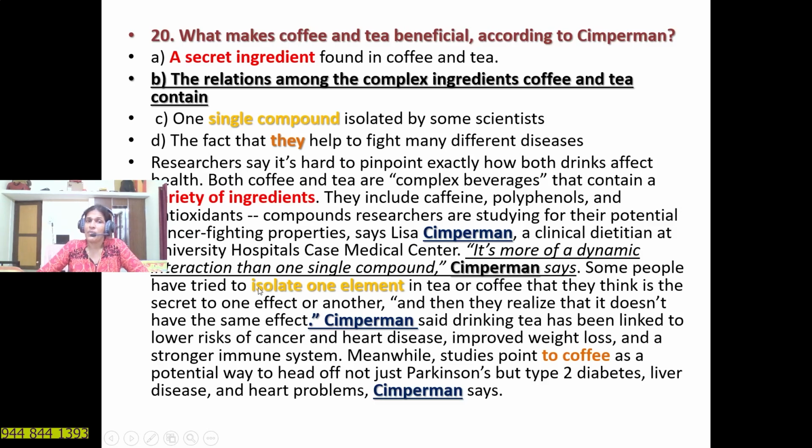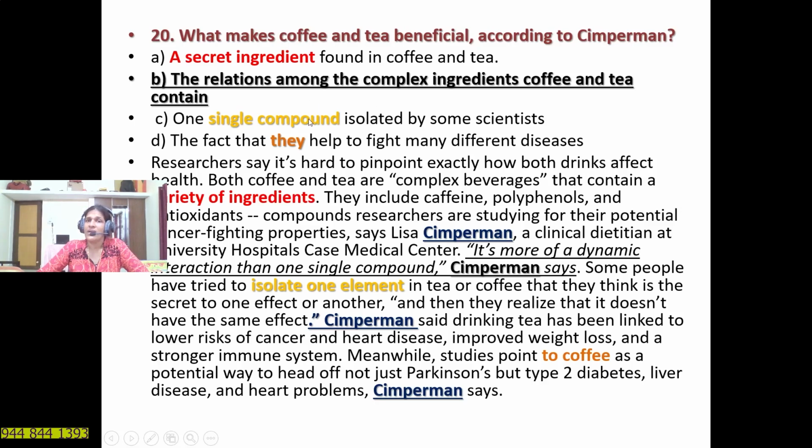That means some people have tried to isolate one element but they could not. So what it says is the relations among the complex ingredients coffee and tea contain is what makes coffee and tea beneficial. Hope it is clear to all, because you see they say both coffee and tea are complex beverages. Complex beverages, or variety of ingredients, are nothing but complex ingredients. So the answer is understood because it is just the synonymous language they used.